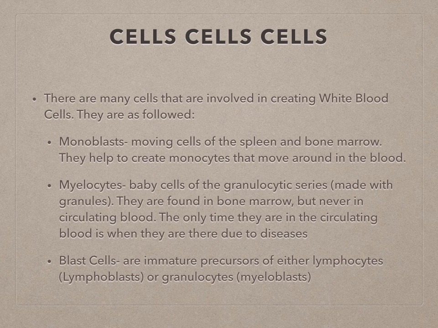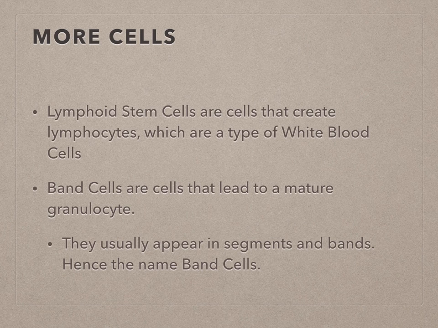And blast cells are immature first steps, I guess you could say, of either lymphocytes, which are also known as lymphoblasts, or granulocytes, or myeloblasts. These blast cells show whether or not they're going to turn into one or the other. Lymphoid stem cells are cells that create lymphocytes, which are a type of white blood cell. Band cells are cells that lead to a mature granulocyte. They usually appear in segments and bands. This is why they have the name band cells.